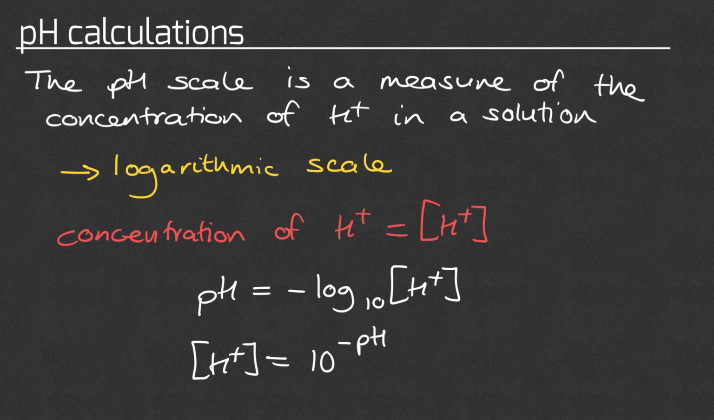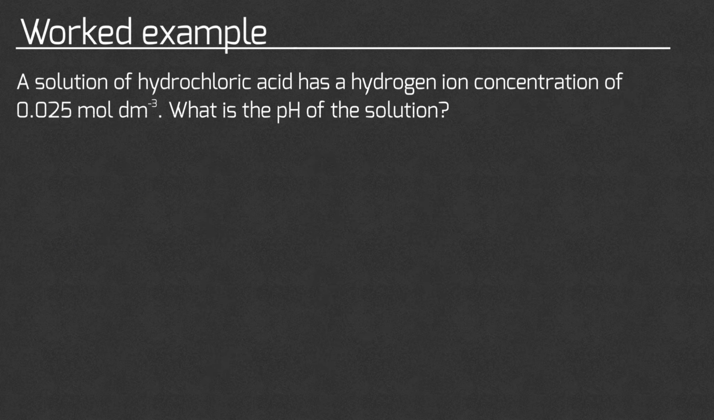Now, using the rule of logs, you could work out the reverse, so you could work out how to calculate the concentration of hydrogen ions, or you can just learn this equation. You won't be asked to show the derivation of it in the exam. So the concentration of hydrogen ions equals 10 to the power of negative pH. We're now going to look at some worked examples.